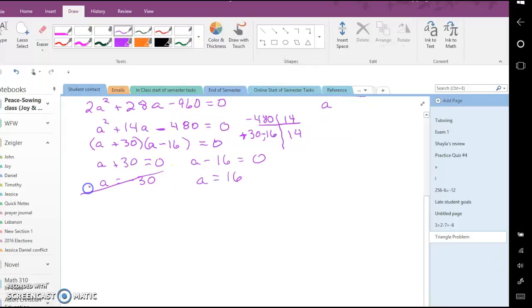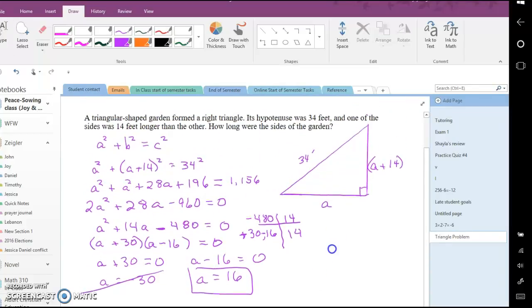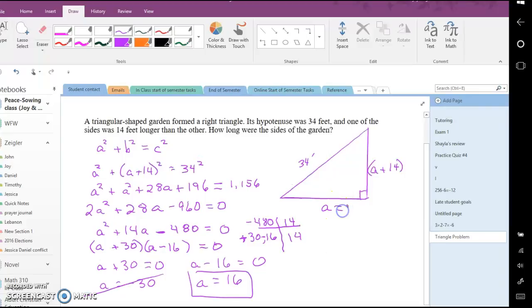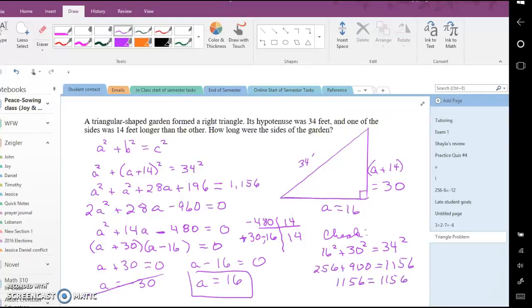Well, it can't be a negative number. There's no such thing as a negative length. So we find that A equals 16. And A plus 14 is 16 plus 14, which is going to be 30. And you can check that by using your formula again, which says A squared plus B squared equals C squared. When we do that calculation, we see that it does actually fit. So we know for a fact that one side is 16 feet and the other side is 30 feet.